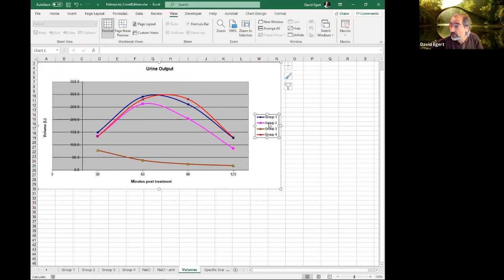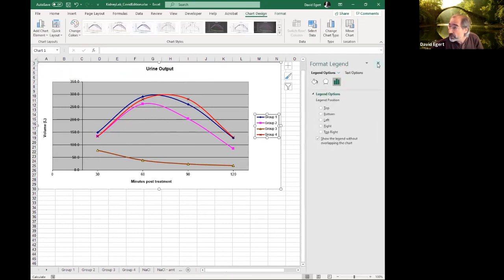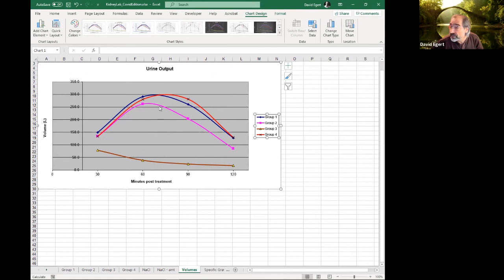Group 2, we didn't talk about that as much. Does this make sense that group 2 has kind of a bit less water leaving than group 1 or 4?